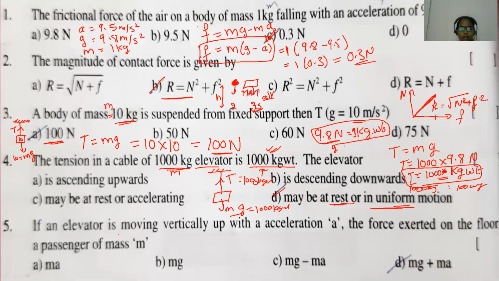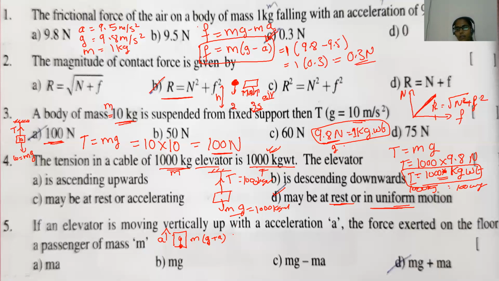If an elevator is moving vertically upward with an acceleration a, what is the force exerted on the floor by a passenger of mass m inside? They're asking this. When the lift is accelerating upward, along with g, a is also going to add up. That's why, when you are inside a lift going up, your weight appears to be increased.